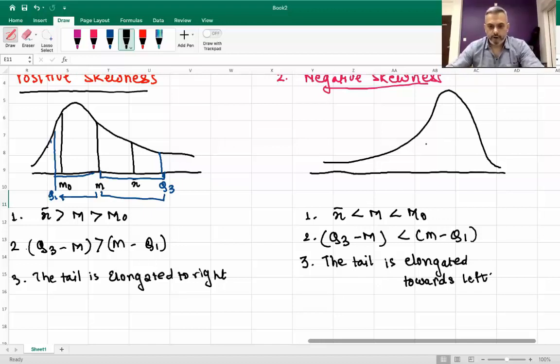Now let's plot it. Mean is less than median and less than mode. So mode is the highest. So mode, let me write somewhere over here.